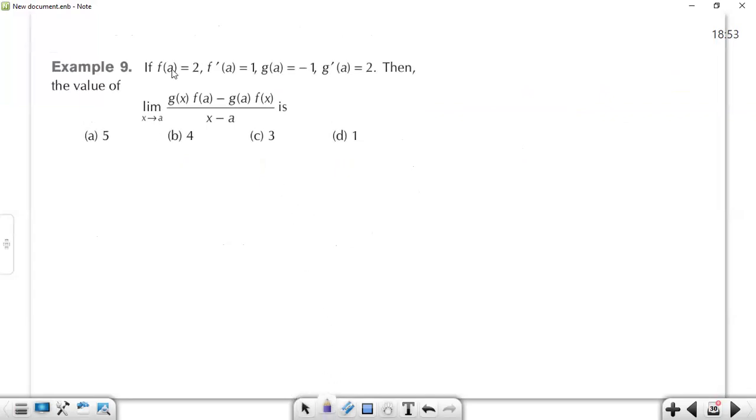So here we are given the conditions that the value of the function f of a is 2, f dash a is 1, g of a is -1, and g dash of a is 2. If we directly substitute the values, like replacing x with a, then what happens? Let us first solve this using the simple method.